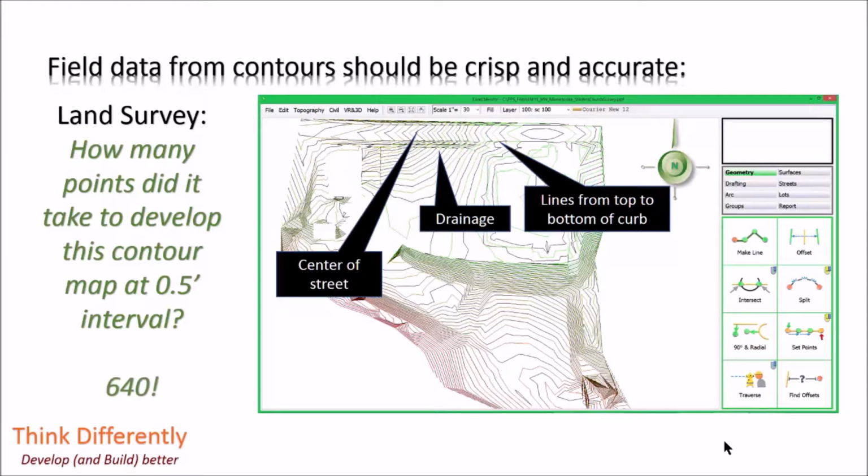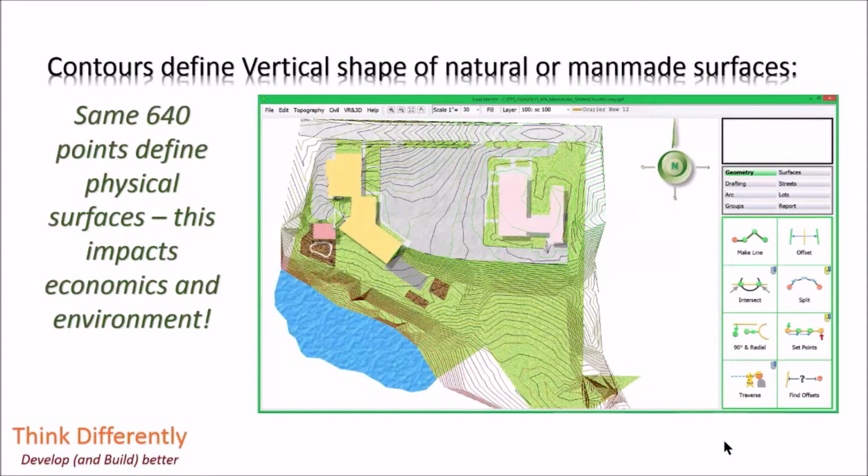Why? Because contour lines should not exist in CAD or GIS. Contour lines should be physical, computational data that you can query, rough or smooth, at any interval you want, anytime you want, to create a physical surface, and that is far more accurate and far more reliable than data overload. That's going to be part of your GIS problem. So the same 640 points define the physical surfaces.